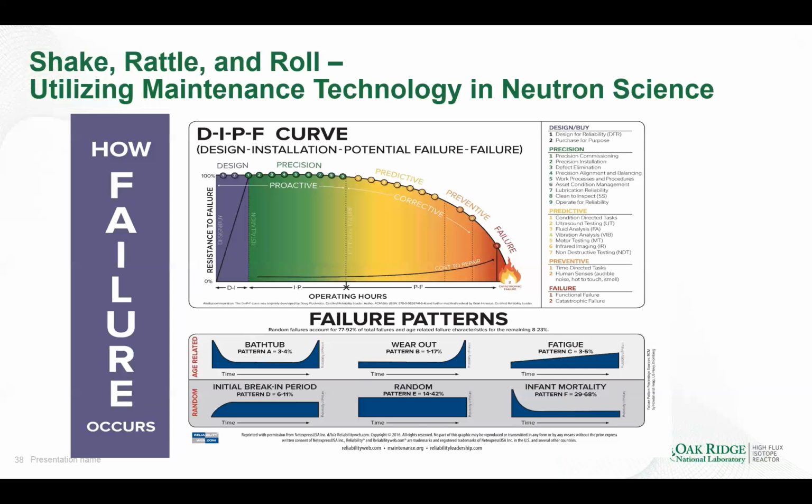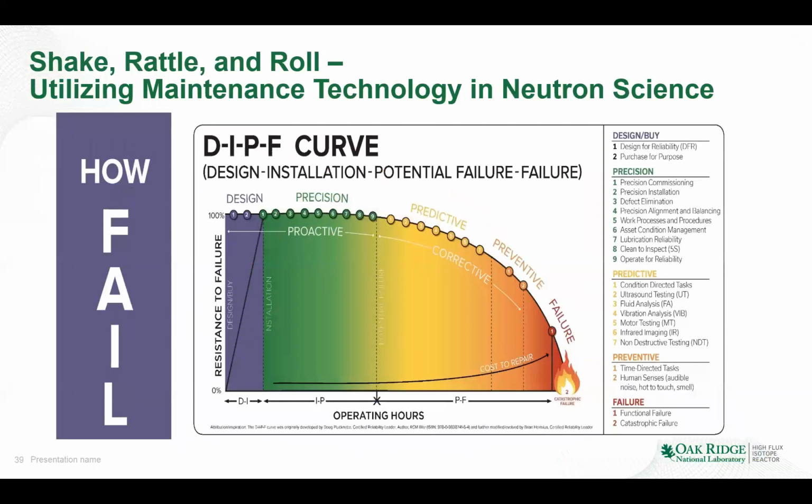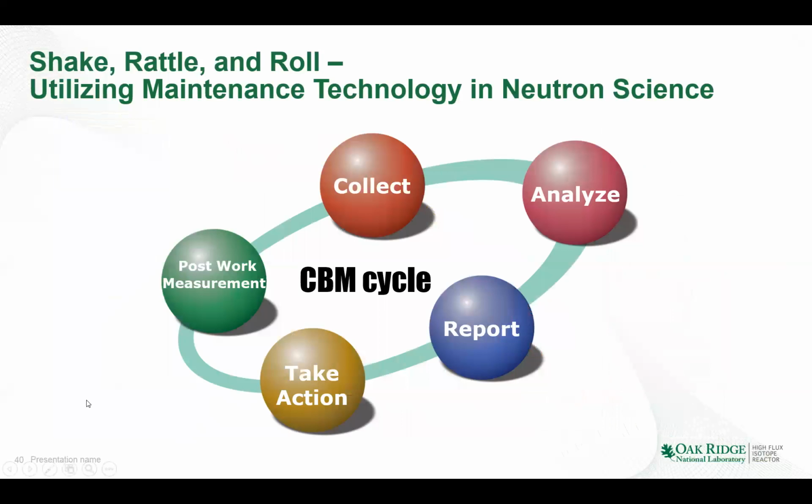This is the PDF curve. Has anybody seen this before, PDF curve? One thing that I like to talk about is how the further you are toward the blue, the better you are in controlling how your plant operates and how you can control your maintenance activities in your plant. The other thing I want to go to is a real quick illustration of the condition-based monitoring cycle. We collect, analyze, report, take action, do a post-work measurement, and then start the process all over again.